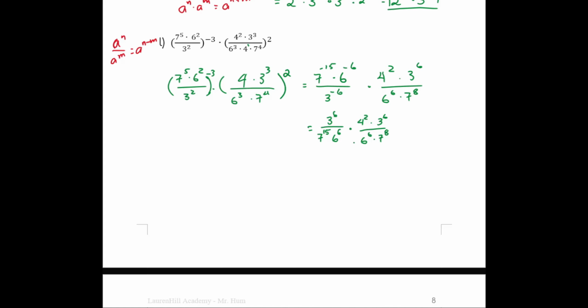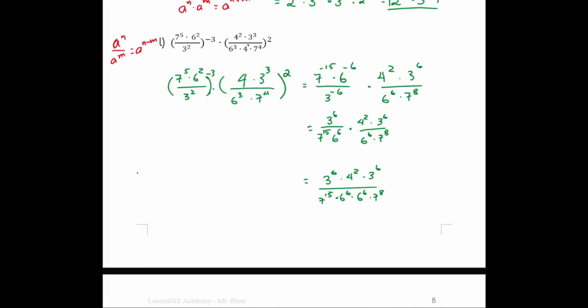Okay. So at this point, remember to multiply two fractions together, we just multiply the numerators together and we multiply the denominators together. So we have 3 to the 6 times 4 to the 2 times 3 to the 6 on the top, divided by 7 to the 15 times 6 to the 6 times another 6 to the 6 times 7 to the 8. And notice here we've got the same base, right? 3 and 3. And here we've got 7 and 7. Here we've got 6 and 6.